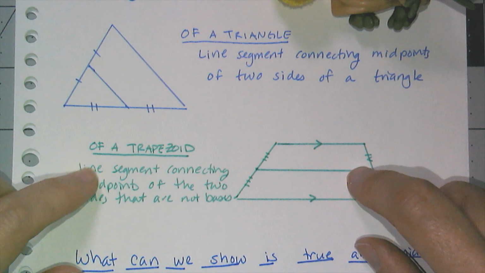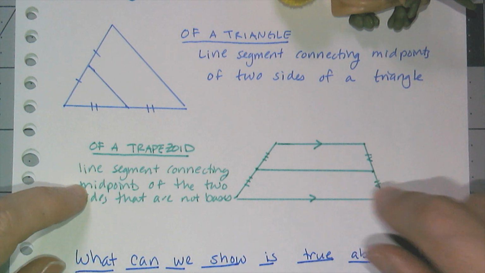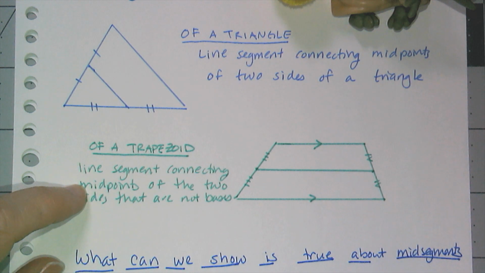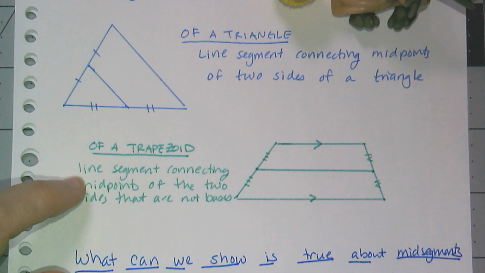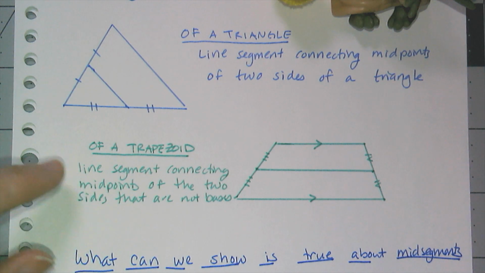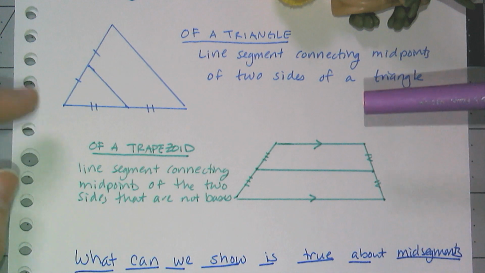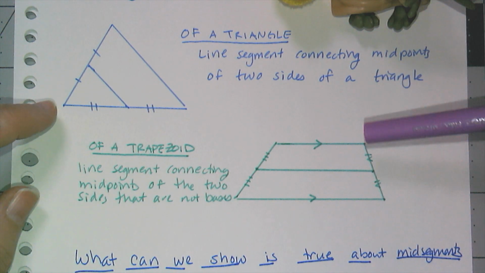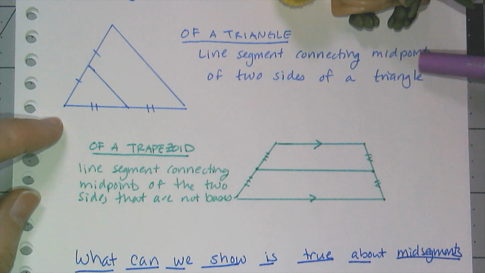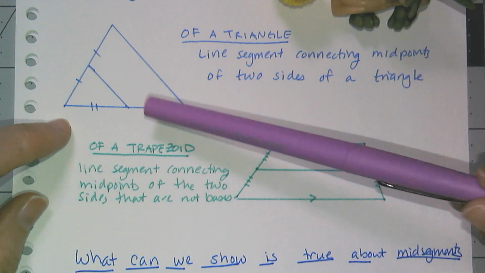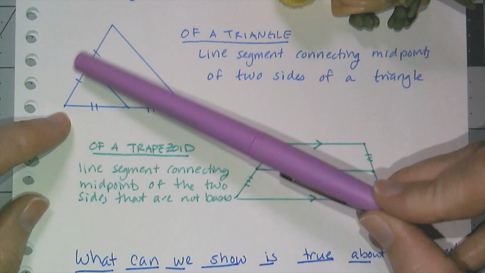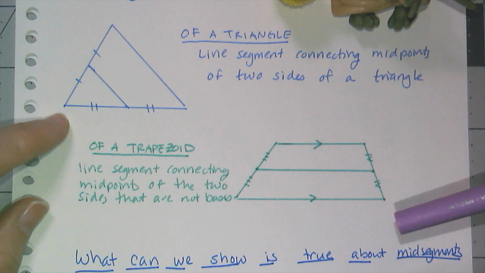Hey y'all, in this video we're going to talk about midsegments of triangles and trapezoids and see what's so special about them. So first let's review what the midsegments are of a triangle. Remember, a midsegment is a line segment connecting the midpoints of two sides of a triangle. So midpoint, midpoint, connection, midsegment.